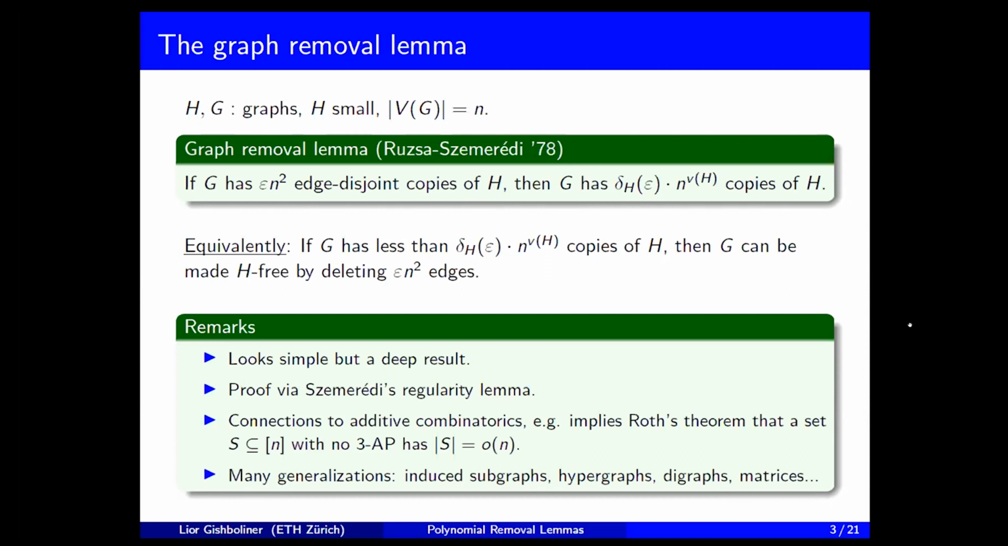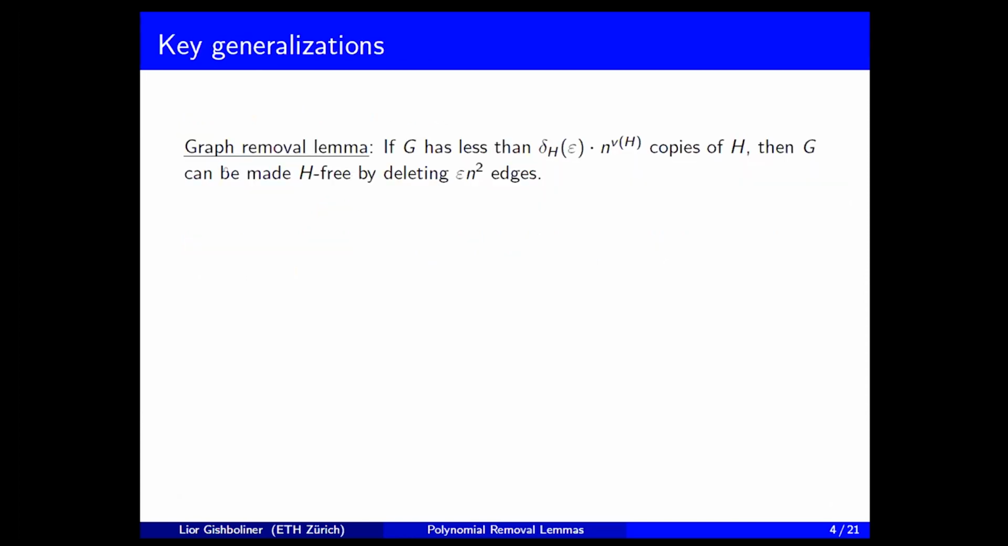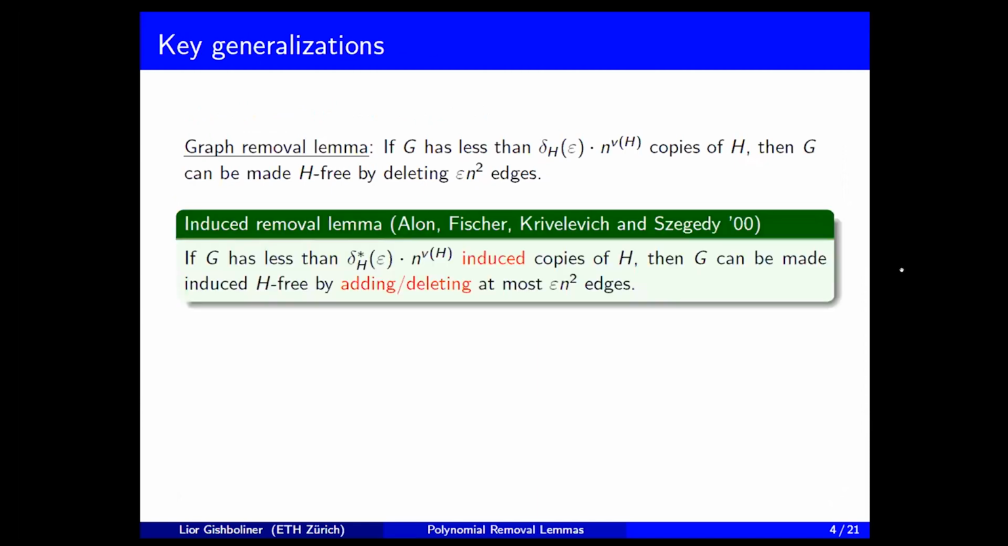This result also has many generalizations, and this is what I'll talk about now. I'm stating the removal lemma again, and let me now tell you two generalizations of this. One is the induced removal lemma. It's a similar statement, but now we have induced copies, and therefore to destroy them, we are also allowed to add edges. But otherwise the statement is the same.